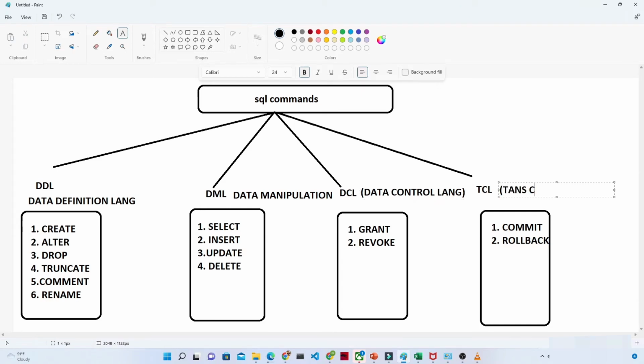Now DCL stands for data control language, and these SQL commands are used for providing access to database objects. These commands are grant and revoke.